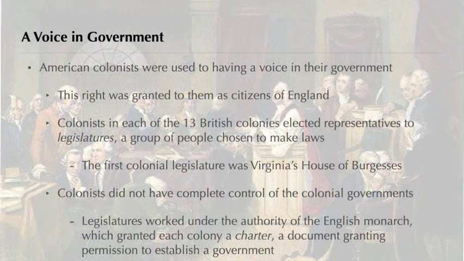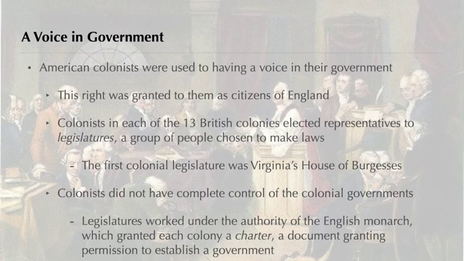From the beginning, citizens in the 13 colonies were used to having a voice in their government. It was one of their rights as citizens of England. In each colony, citizens could elect representatives to the legislature, a group of people chosen to make laws. This gave them a degree of self-government that was rare in the world at that time.